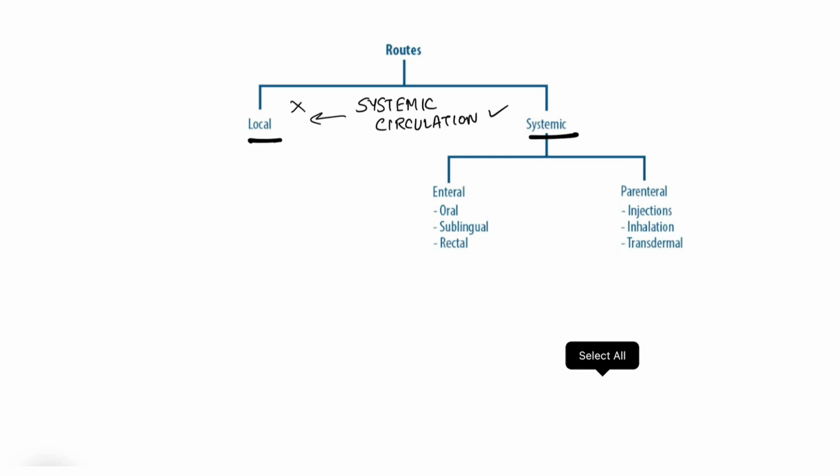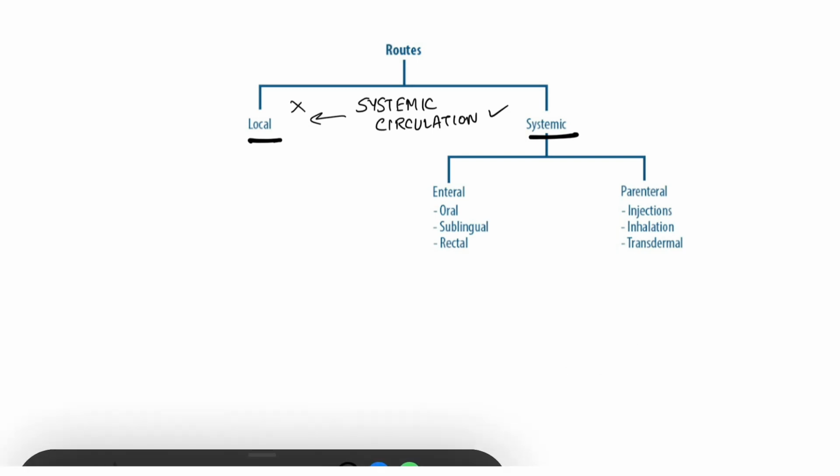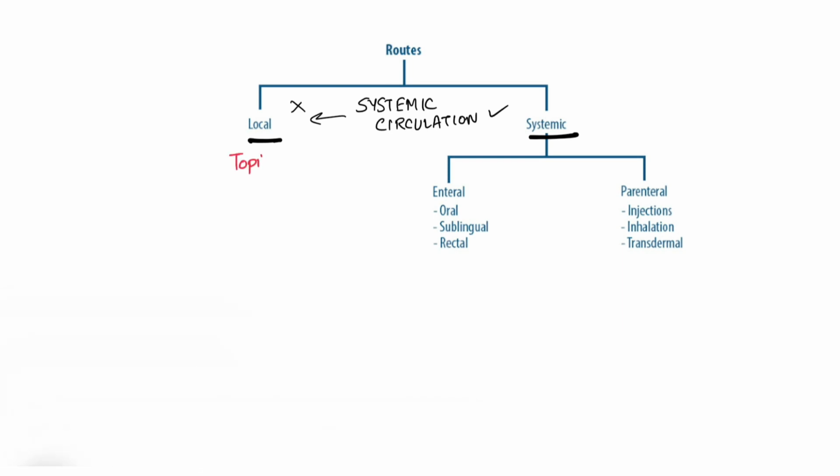So the local route of drug administration can be very simple. You can apply things on the skin, so it can be the topical route. You can apply gels or ointments on the skin. You can have intranasal sprays that deliver the drug directly into your nose, and through the nasal mucosa things can get absorbed. Then you can have eye drops and ear drops. Nasal drops can also be there, right?